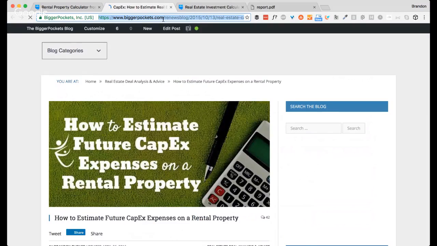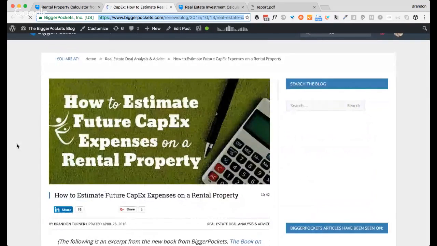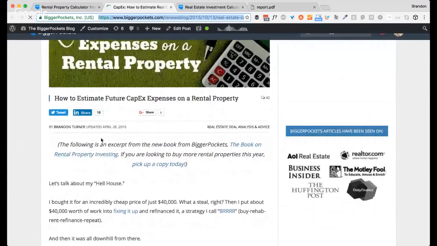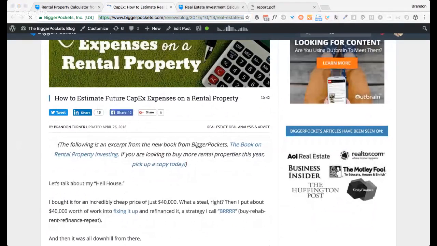Click that. You're going to land on a blog post called How to Estimate Future CapEx Expenses on a Property. And this is an article I wrote in April. In fact, I'm going to try to share it with all of you if I can. How do I do this?